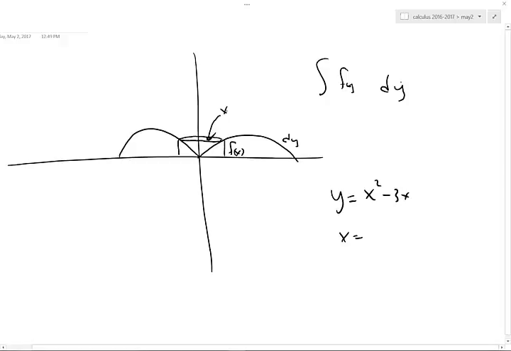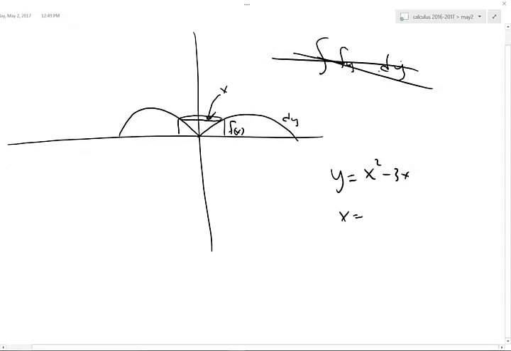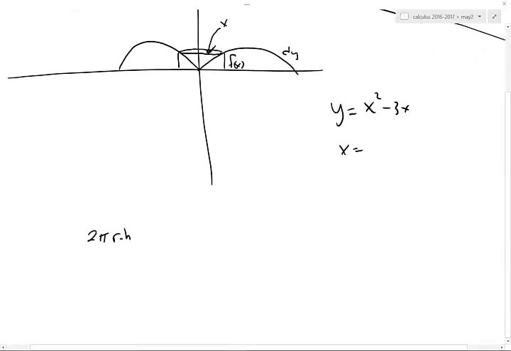And so what this is going to end up becoming is not like that. That's gross. So it ends up becoming 2 pi times the radius times height. That's how we find the volume of a cylinder. So in this case, it's going to be 2 pi times whatever the radius is. In this case, it's just going to be a good old x.